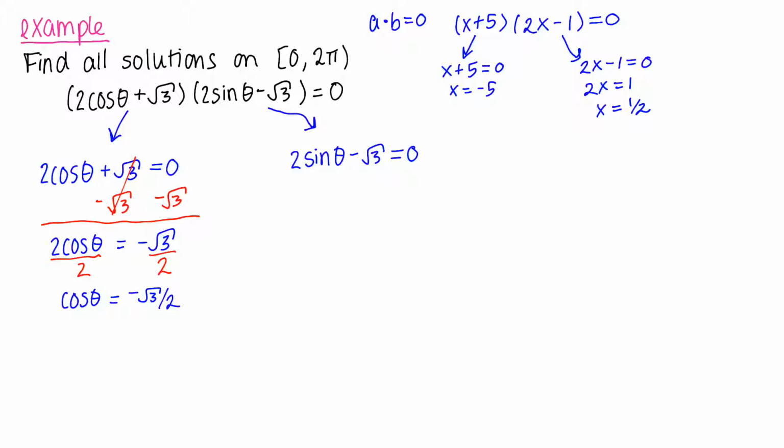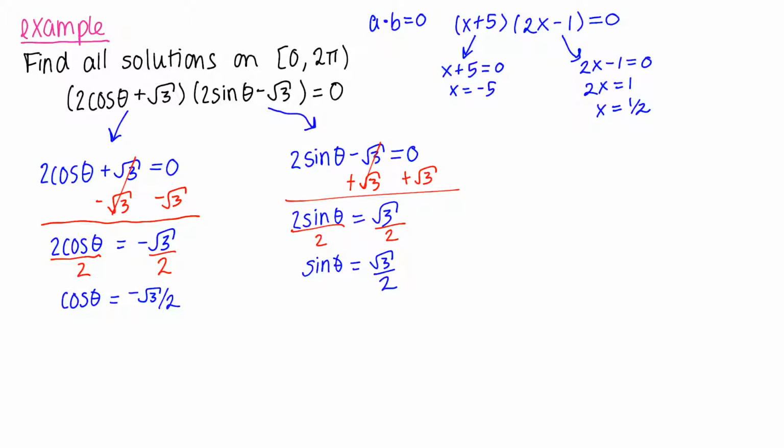For our second equation, we'll start by adding root 3 to both sides. 2 sine theta equals positive root 3. Divide by 2 on both sides. And you get sine theta equals root 3 over 2.